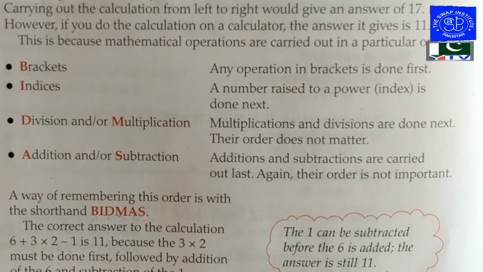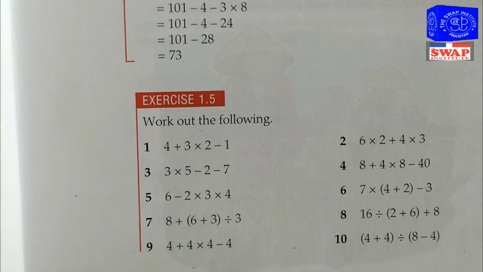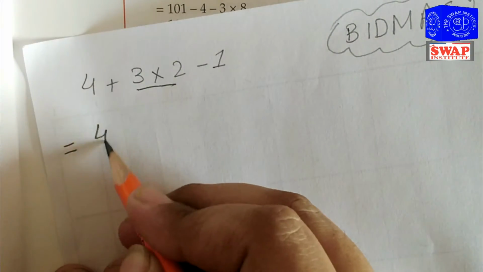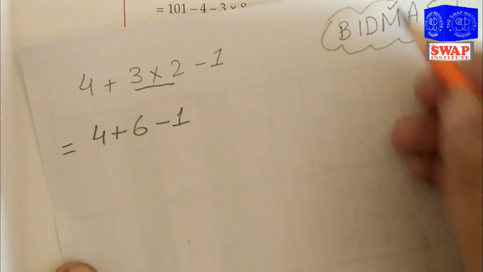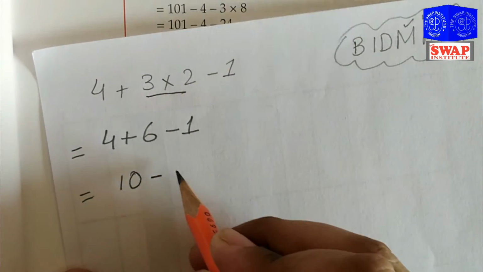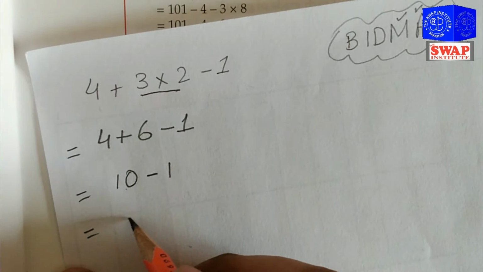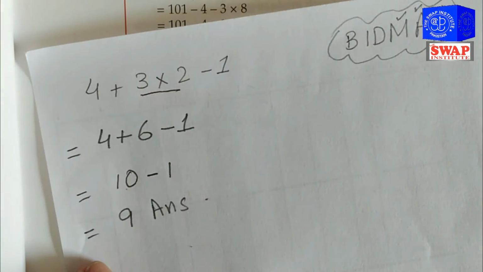Now let's move to our exercise. If you see exercise 1.5, we have to work out the following. The very first question is 4 plus 3 multiplied by 2 minus 1. So according to the BIDMAS rule, what I need to do first is multiplication. So I will do 4 plus 3 times 2 is 6, and then minus 1. After multiplication, I have to do addition. So 4 plus 6 is 10 and minus 1. After addition, what I need to do is subtraction. So I will subtract 10 minus 1 is 9. So it will be my answer. This is the way in which we have to follow the rule to do our calculations. This is called the order of operations.